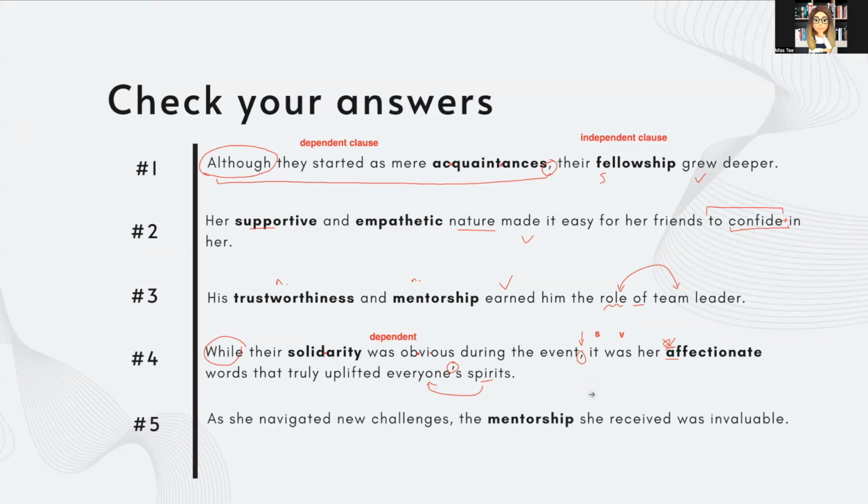As she navigated new challenges, the mentorship she received was invaluable. So starting with a conjunction. And so we do have a comma here. How do we know it goes here? Well, first of all, we know that this part here doesn't make sense by itself. We need more information. The second thing, the mentorship received invaluable, adjective.